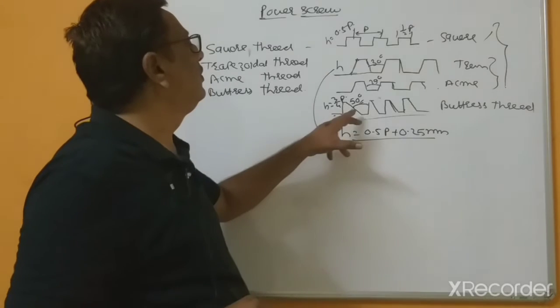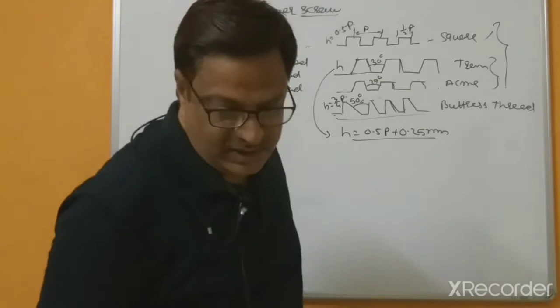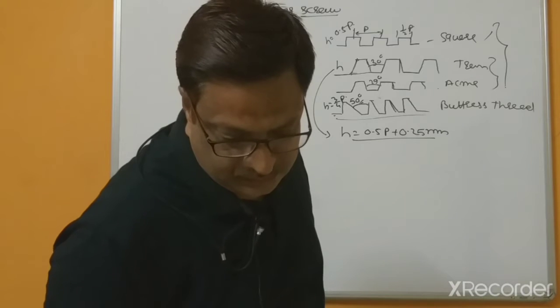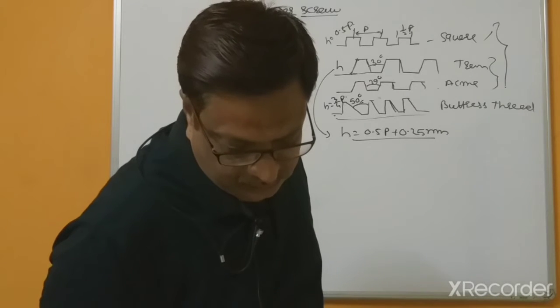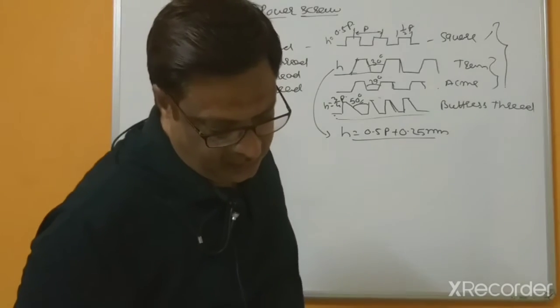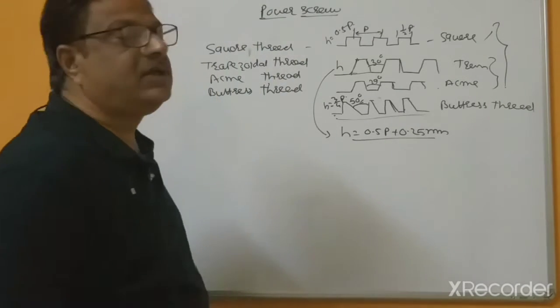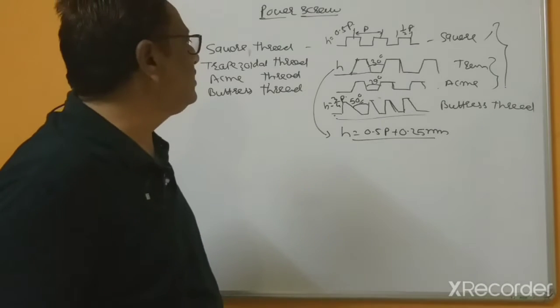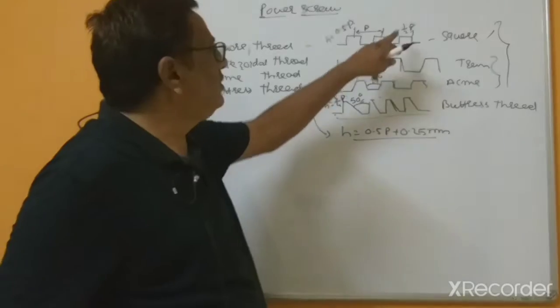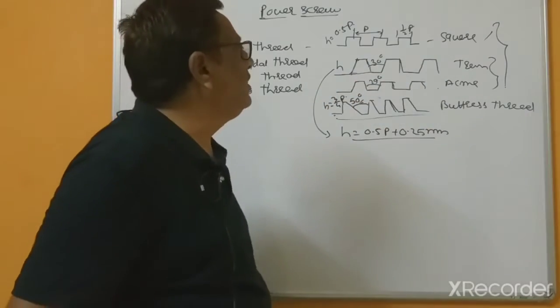These angles are all called profile angles. So these are some of the threads. The popular threads are square thread, trapezoidal, Acme, and buttress thread.